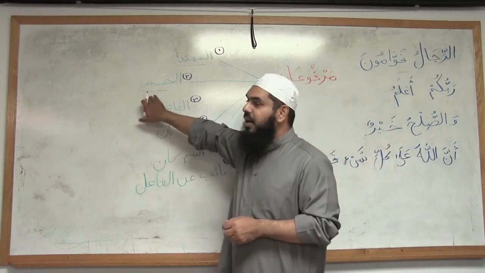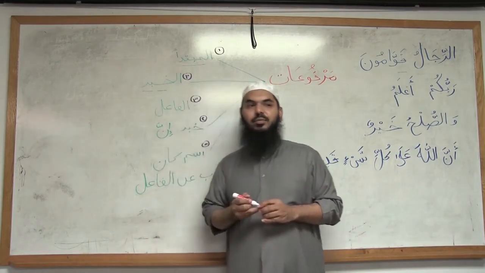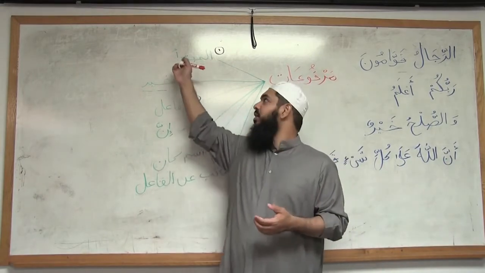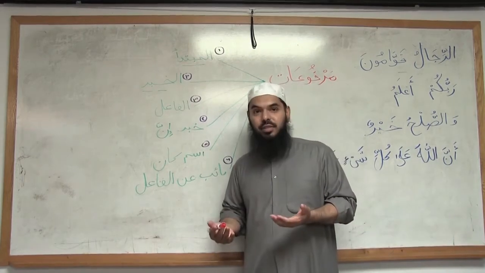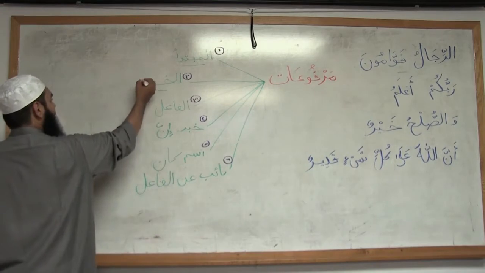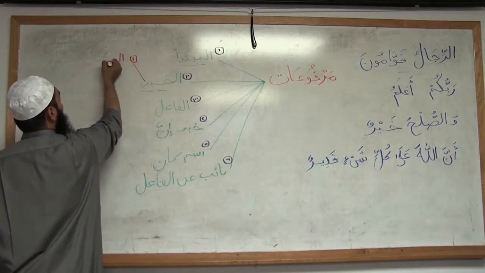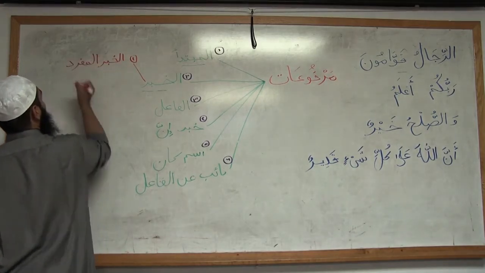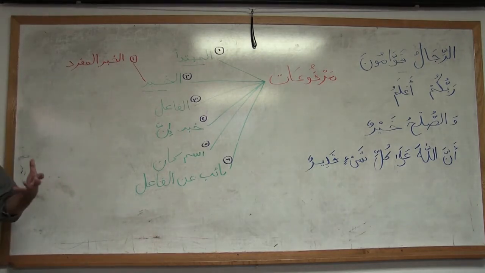Tayyib. Khabar has many types. Al-mubtada, for now, is just an ism. Even though later on we'll break that rule, right now it's just one word, and it'll be the beginning word. And khabar has many types. I'm going to break it up a little bit differently than I did in the last class, so pay attention. One is al-khabar al-mufrad. Tayyib? What is khabar al-mufrad? When it's just one word.